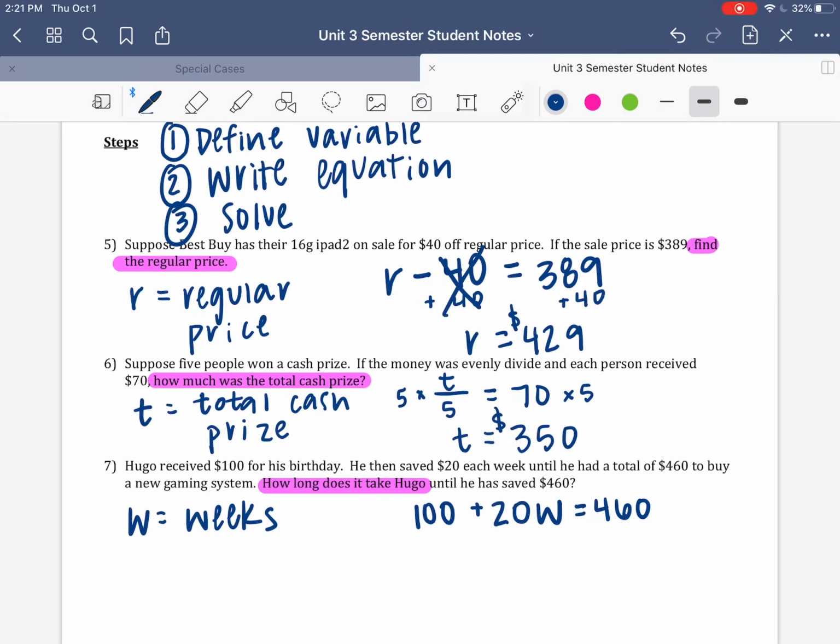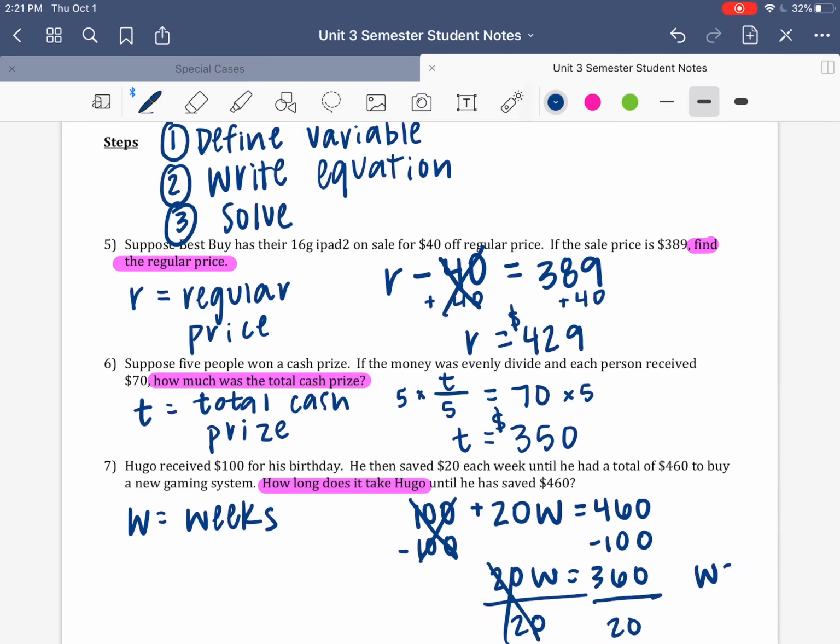And now this is a 2-step equation. We've taken it a step further, and now we want to solve this. So remember, in solving this equation, we would subtract 100 on both sides. We get 20W equals 360, and then divide by 20. We get W equals, we need to do 360 divided by 20, which I believe is going to be 18, but I'm going to double check on my calculator. Yep. So it will take him 18 weeks until he saves $460.